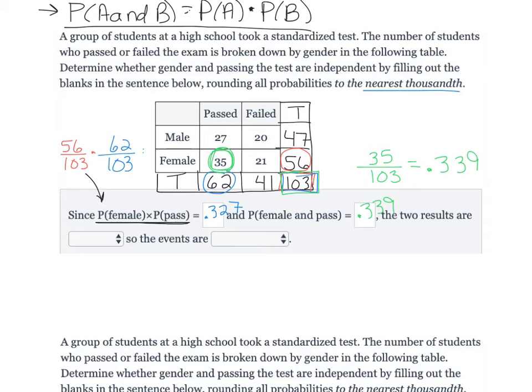Maybe with more people, they would end up balancing out, but for now they are not equal. So we're going to choose unequal from this pull-down menu. So the events are dependent. What that means is if you know the gender of someone in this table, it changes the probability from the overall probability that someone passes. So they are dependent, they're impacting each other.